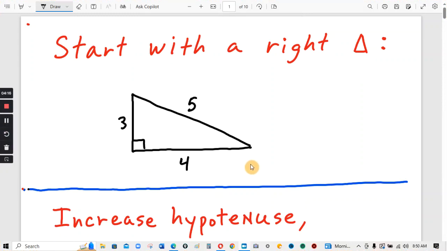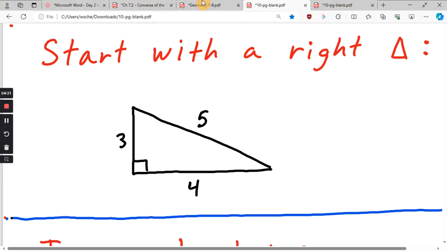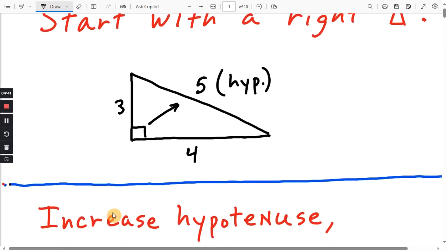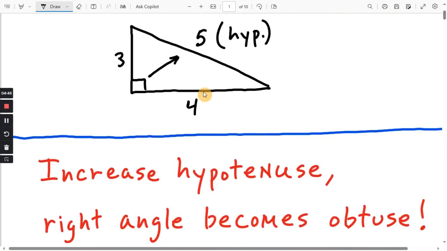Okay, so the reason why these formulas work. Let's say you start with a right triangle. Okay, we said the most common right triangle is a 3, 4, 5. All right. So which one is the hypotenuse? 5, right? Across from the right angle, that's your hypotenuse. All right, so we're going to start with a right triangle, and then let's say you increase the hypotenuse. You increase the 5, right? The right angle is going to become obtuse.